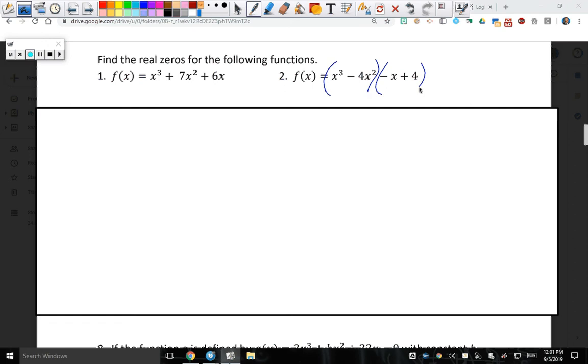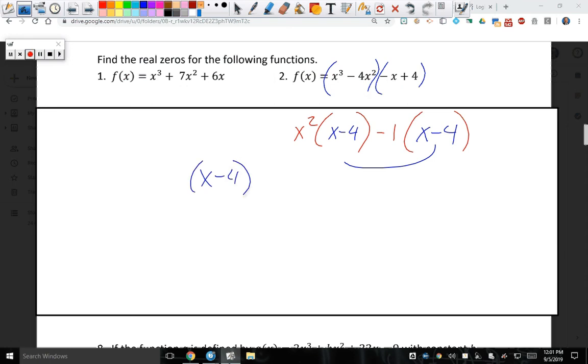Okay? So here we go. The GCF of this one is x squared. The GCF of this one over here is what? Negative 1. Nice. So what's left in parentheses? X minus 4, and x minus 4. Nicely done. These should be the same. Factoring by grouping. We've done this in algebra 2. This is one of the roots, and the other one is what's outside of parentheses.